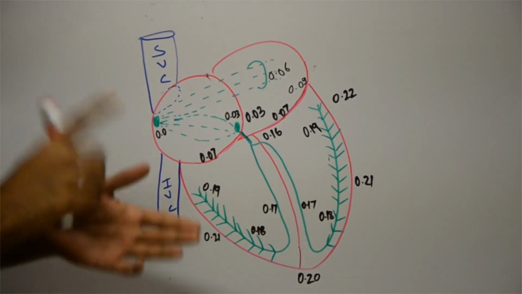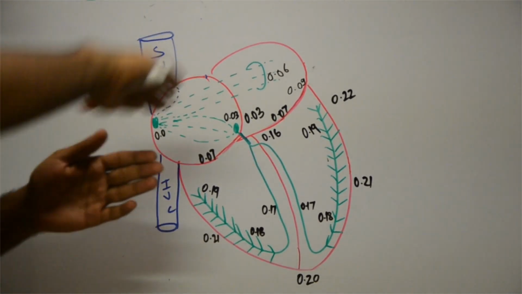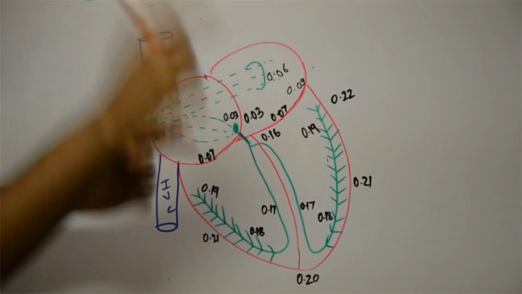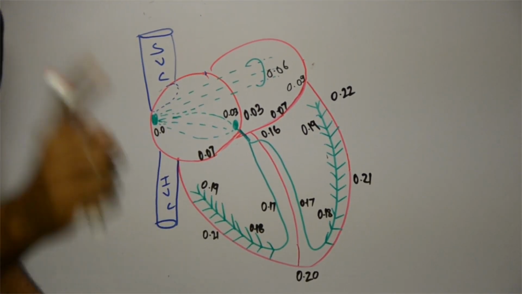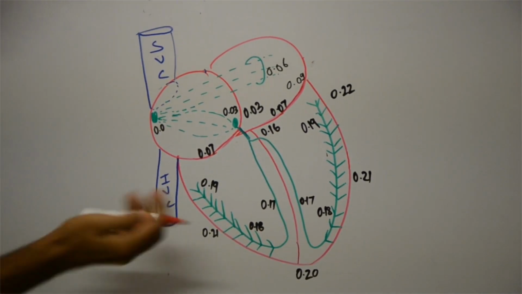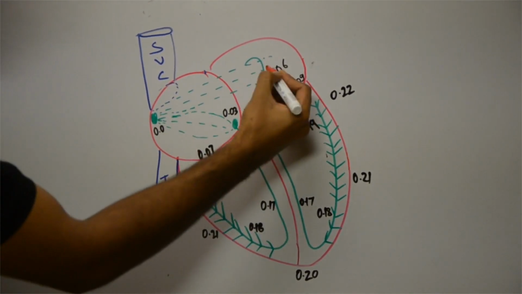Now remember, depolarization is an electrical event. The action potential when it spikes up, that's depolarization. Depolarization is followed by contraction. Contraction is a mechanical event. Okay. So the impulse travels from the right atrium to the left atrium.